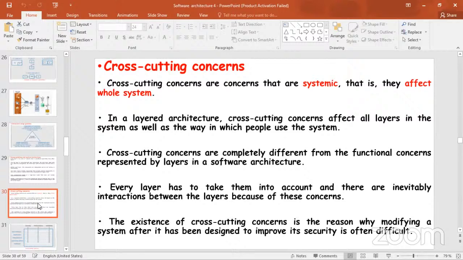Every layer has to take them into account, and there are inevitably interactions between the layers because of this concern, right? Now, the existence of cross-cutting concerns is the reason why modifying a system after it has been designed to improve its security is often very difficult.